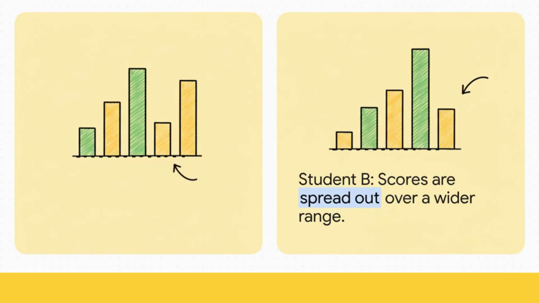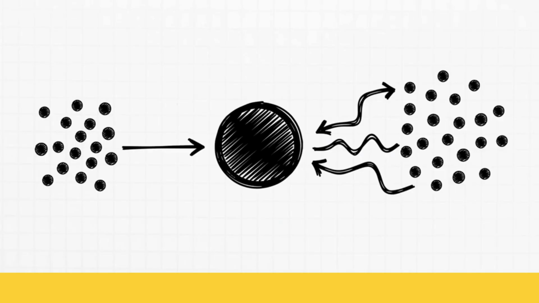So check this out. Look at student A. Their scores are super consistent, always hovering right around that 85% mark. Pretty steady. But now look at student B. They have the exact same average, but their scores are all over the map. We're talking some high highs and some really low lows. That 85% average completely, totally hides this massive difference. And that is the big idea here.